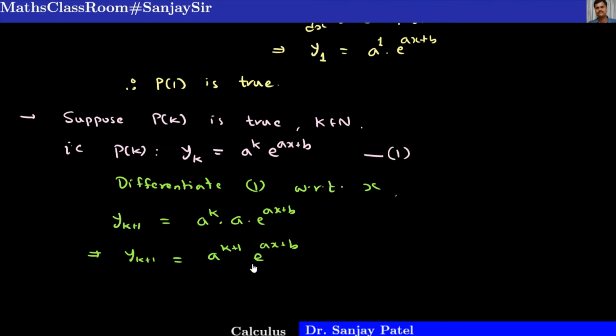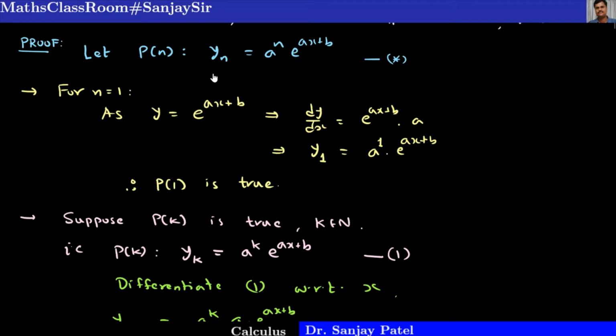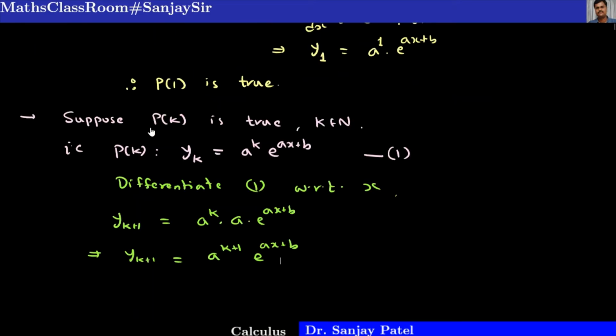And what is this? It is nothing but Pk+1. So we have proved that the result is true for n equal to k+1. For n equal to k+1 also we are getting the same result. Say y_{k+1} is equal to a raised to k+1 into e raised to ax+b. You can check by putting n equal to k+1 in star, that is in the statement Pn.